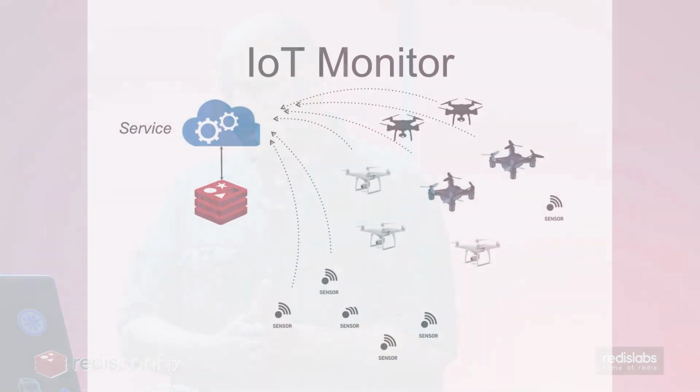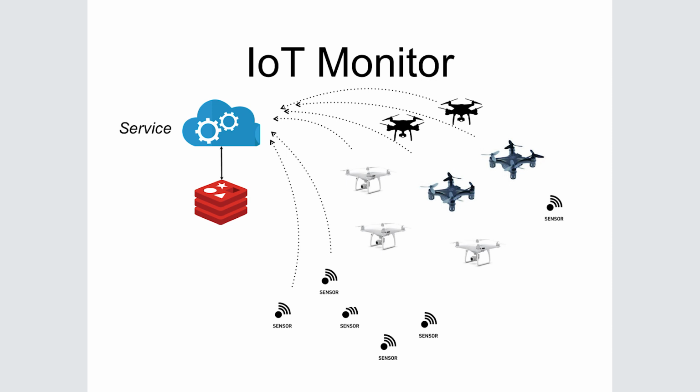So the first use case was IoT monitor. And like I said, there's a combination of drones and sensors, and they were sending a constant stream of data from the drones to a central service. The sensors were giving regular updates, historical data, so a long list of essentially time series data. And at the time, I wasn't using Redis for time series, so somebody else's problem.